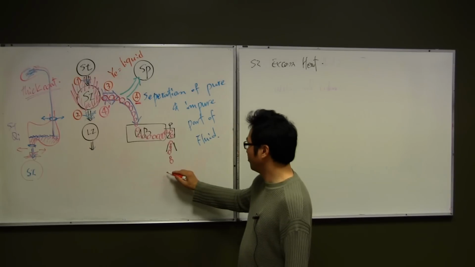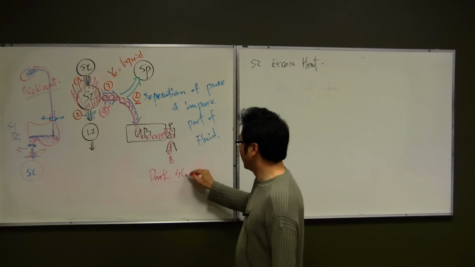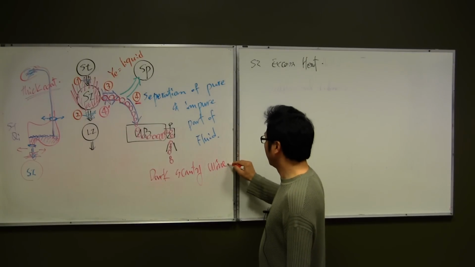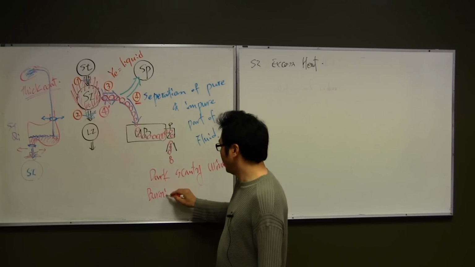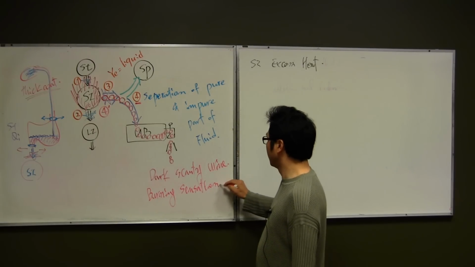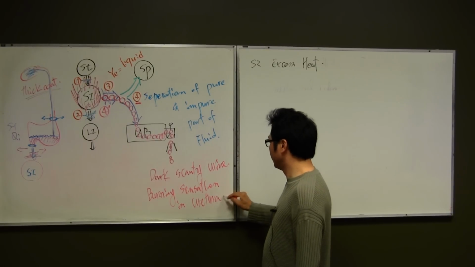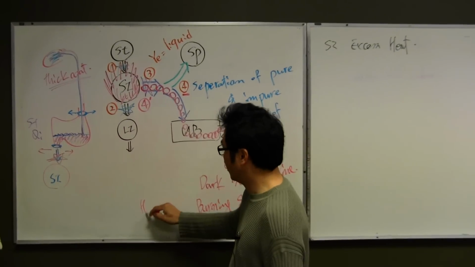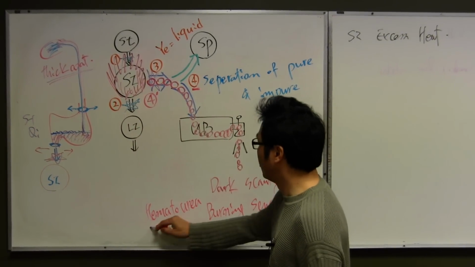Which ones? Dark, scanty urine, or a burning sensation in the urethra. In severe cases, you may have hematuria, with blood in the urine.